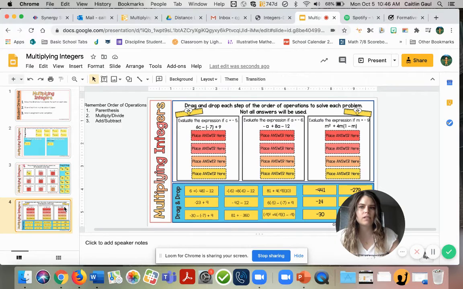This last one's a little trickier. This one says drag and drop each step of the order of operations to solve the problem. Not all answers are used. Then it says evaluate the expression if C is -5. So what that means is you look here and any place you see a C, you will replace it with the number -5. So if I'm looking at the first step of this, I want to replace this C with -5. So I look down here, here it is, 6, and instead of a C, I see a -5.